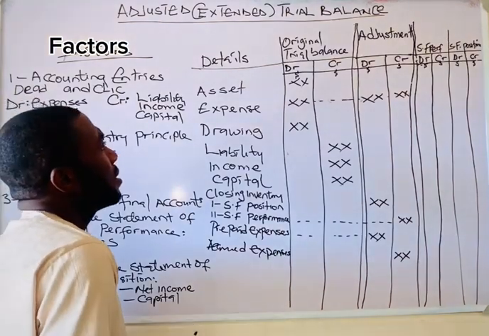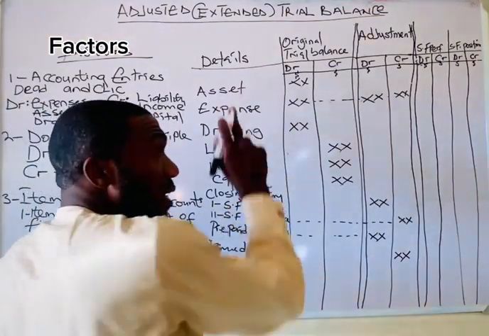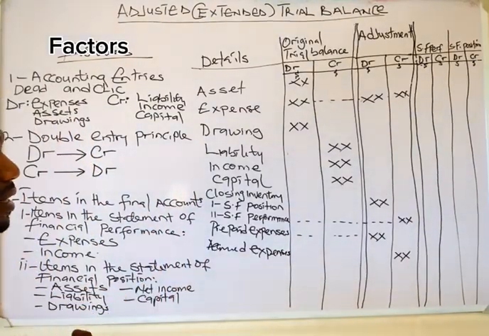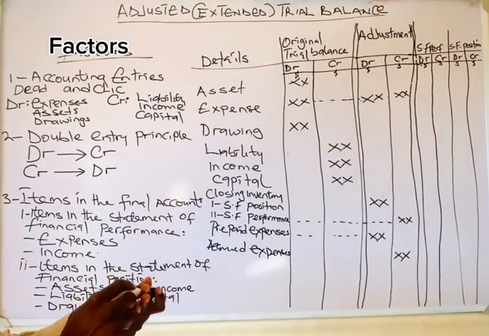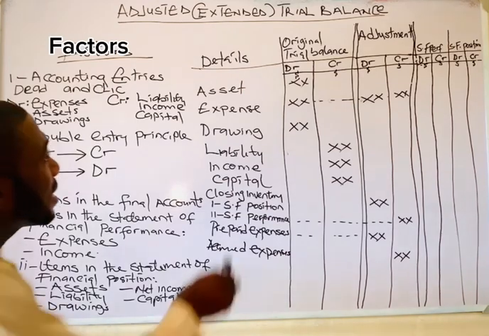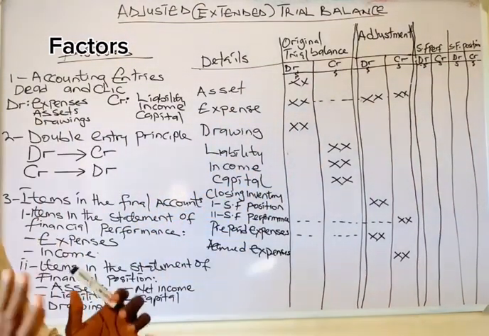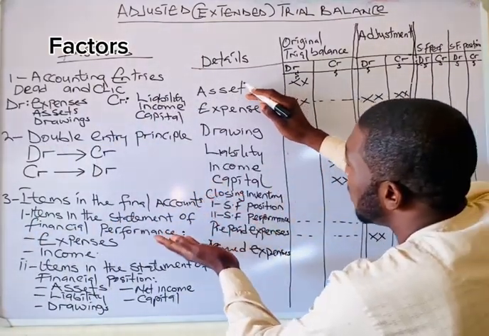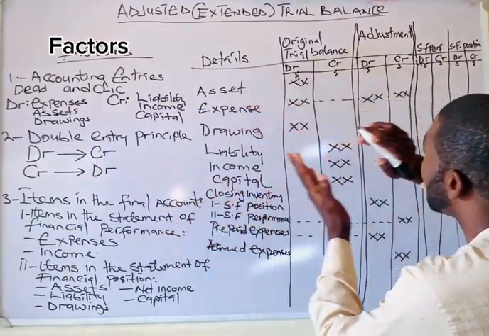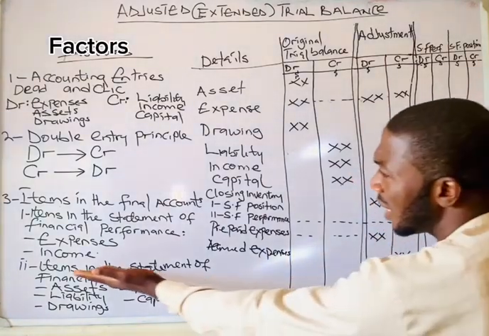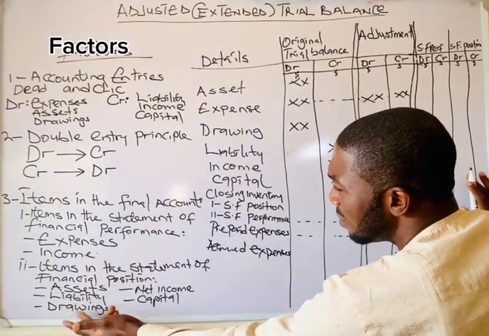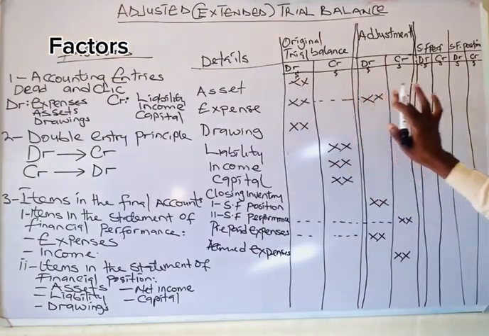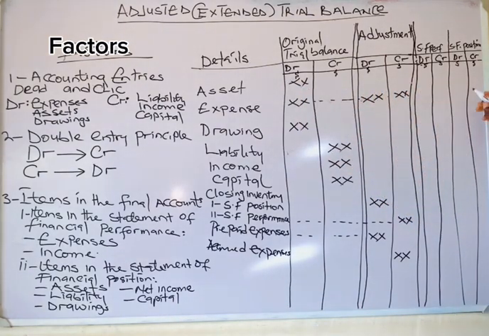So now let's see it. These assets, and again, if an account doesn't have an adjustment, you pick the balance directly to your final account. Like these assets, they don't have any adjustment. You will pick them to the statement of financial position. As you can see, items in the statement are asset, liability, drawings, net income, and capital. So your assets will be at the statement of financial position. So you come here.